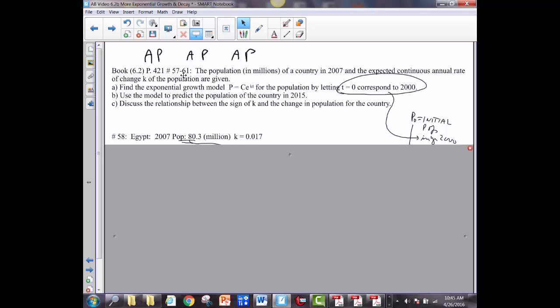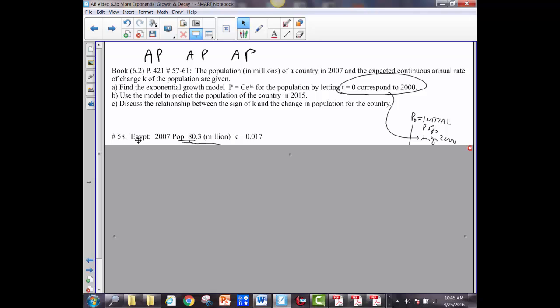Okay, 57 to 61, population in millions of a country in 2007, and the expected continuous annual rate of change k of the population are given. Find the exponential growth model P equals C times e to the kt for the population by letting t equals 0 correspond to the year 2000. Use the model to predict the population of the country in 2015. Discuss the relationship between the sign of k and the change in population.